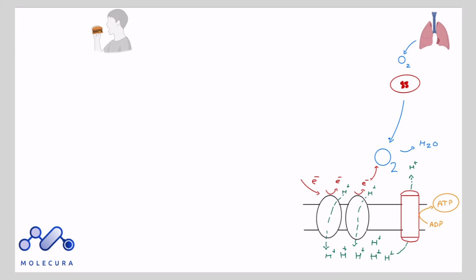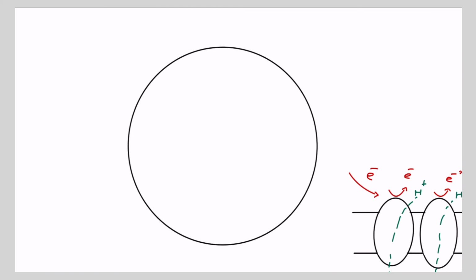Now, we need to look into where these electrons come from. These electrons come from electron carriers. And where are these electron carriers made? They are mostly made in the TCA cycle, and this TCA cycle is also happening in the matrix of the mitochondria. So what happens in the TCA cycle? We are going to have a molecule here called oxaloacetate.